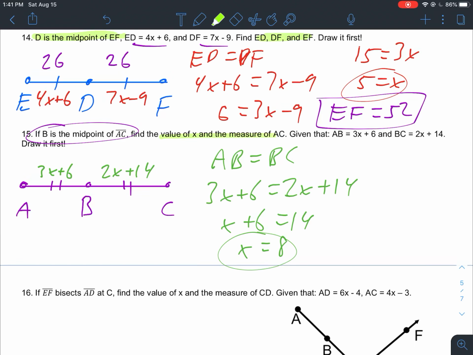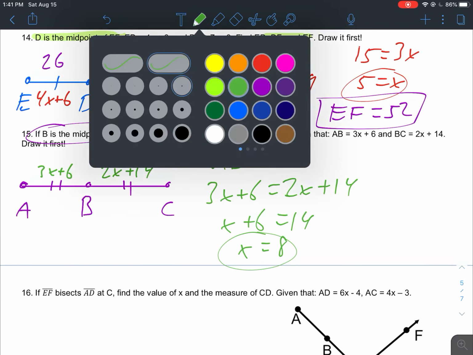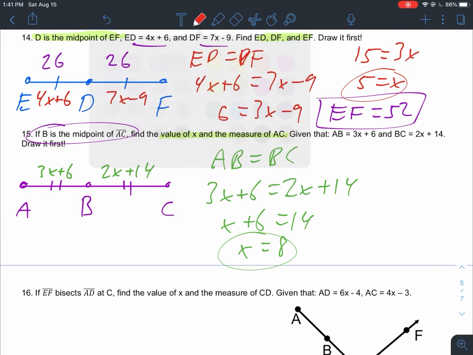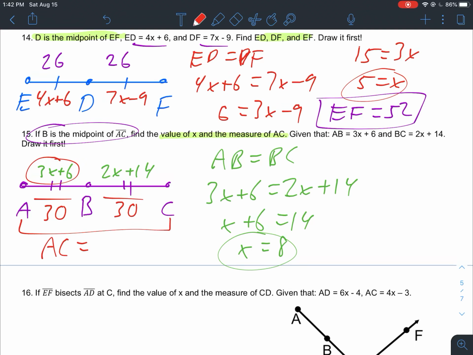And now it does say to find x and AC. All right, so we don't know what AC is, but that's okay. We know what these two segments are. So if we put 8 into here, we get 3 times 8 plus 6, which is 30, which means this is also 30. So AC must be 30 plus 30, or 60.